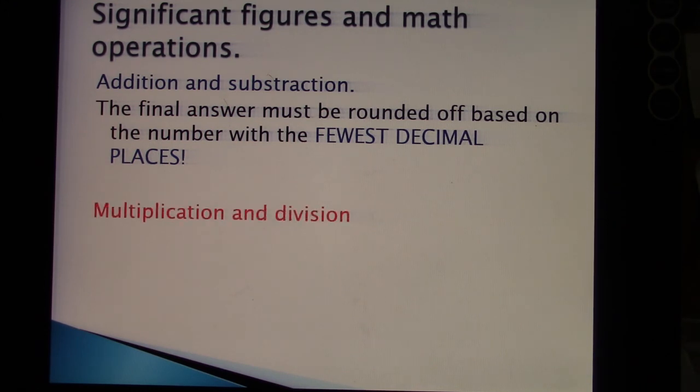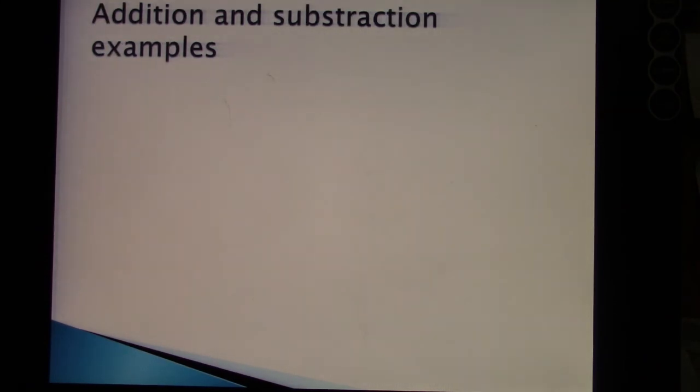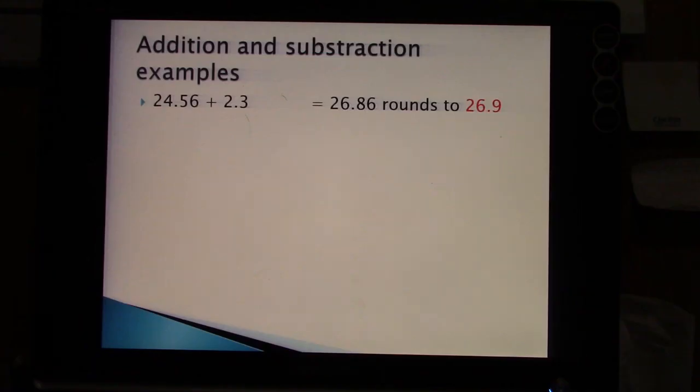Alright, multiplication and division. The final answer must be rounded off based on the number with the fewest significant figures. Okay, so that's a different rule. Addition and subtraction is fewest decimals; multiplication and division, fewest significant figures. Now let's do some problems.